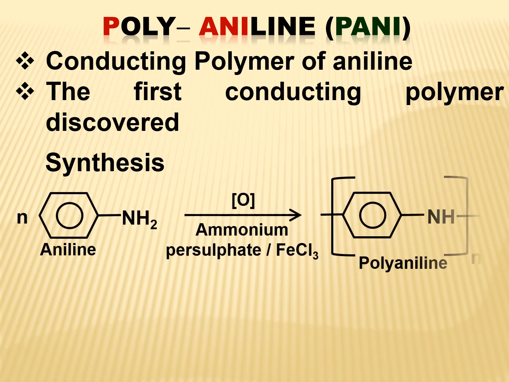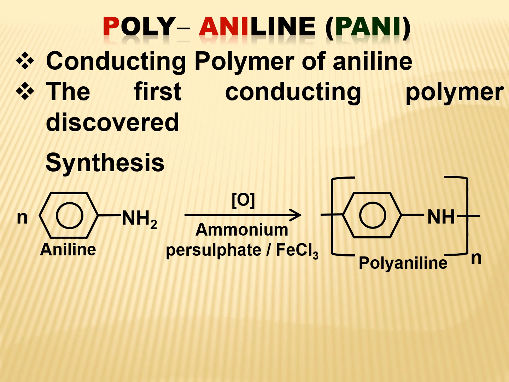This is the chemical method. In the chemical method, you are adding an oxidizing agent like ammonium persulfate or ferric chloride. You are adding some chemicals. That is why it is called the chemical method. So aniline is the monomer. Aniline is polymerized to give polyaniline by using some chemicals like ammonium persulfate or ferric chloride. The reaction taking place is oxidation. Aniline oxidizes to polyaniline. So this is the chemical method.